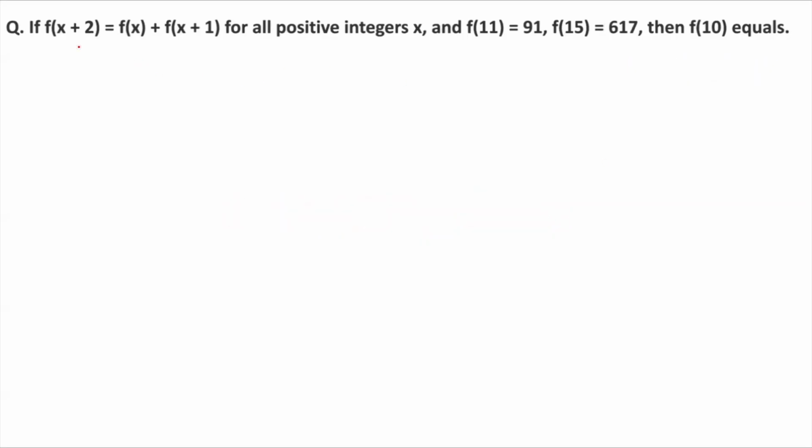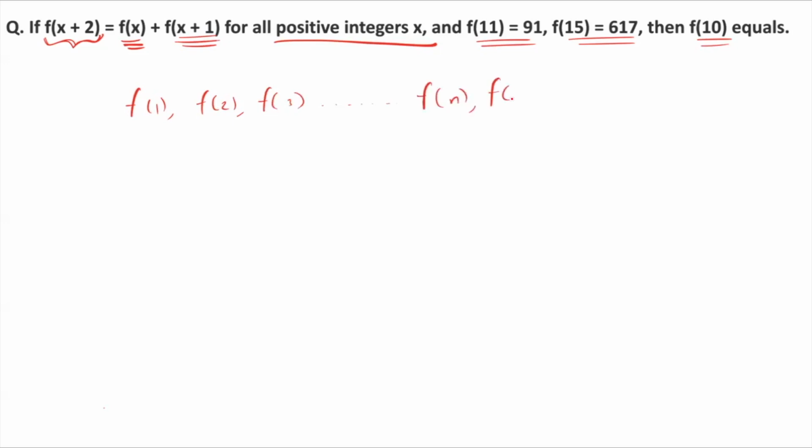All right, guys. If f(x+2) is f(x) plus f(x+1) for all positive integers x, f(11) is 91, f(15) is 617, then f(10) equals what? So if I treat f(1), f(2), f(3), f(4), etc., up to f(n+1), f(n+2).